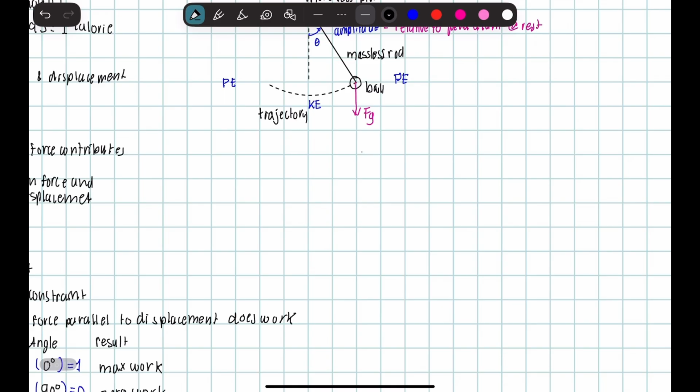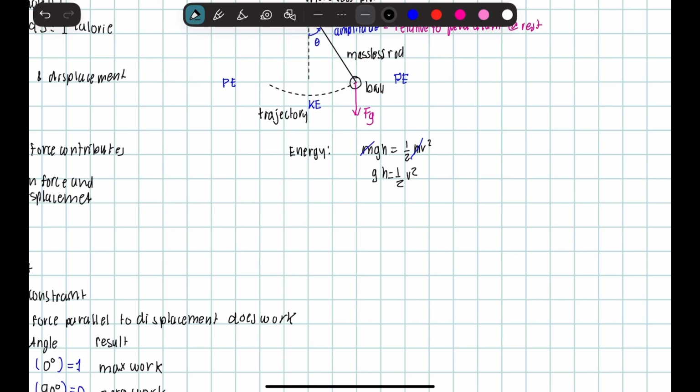Now, let's talk about the energy equation used. It's going to be mgh is equal to 1/2 mv squared. And then we can notice that the mass cancels here. So then we have gh is equal to 1/2 v squared. This is a classic setup for problems.